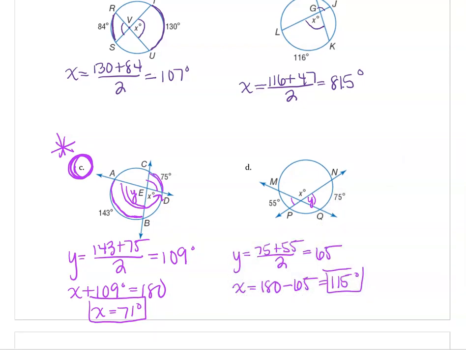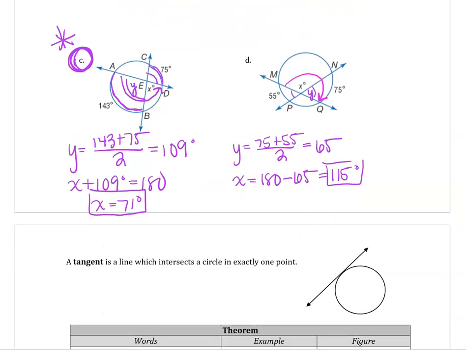115. Okay, so you guys should have found that angle y was 65 degrees. And then, like I said, here's your linear pair. So that means those angles are supplementary, so I get 115 for angle x. Okay, moving on to the next page.